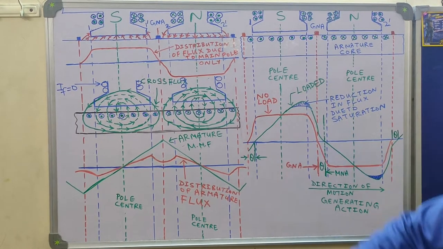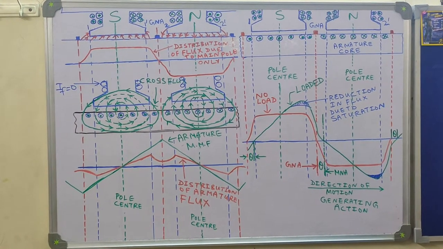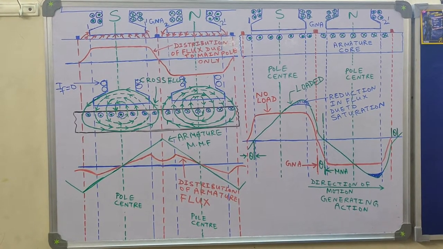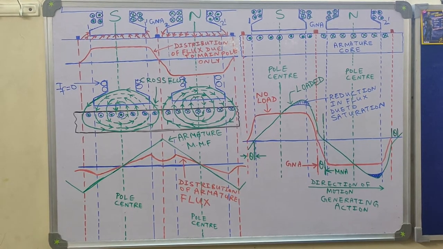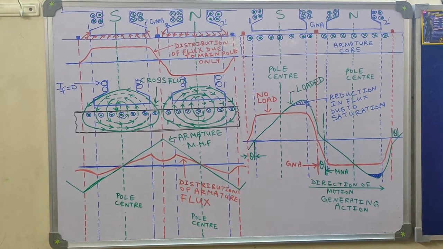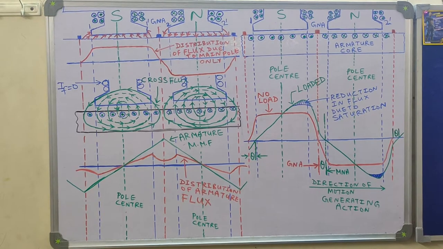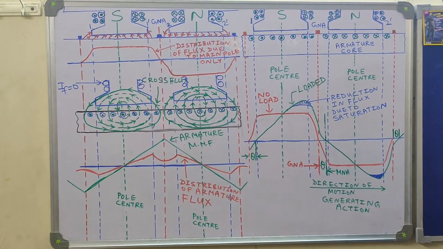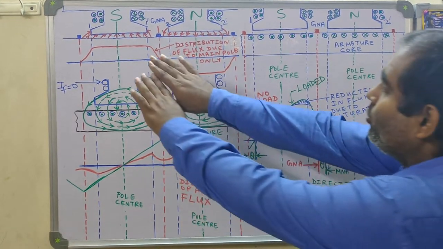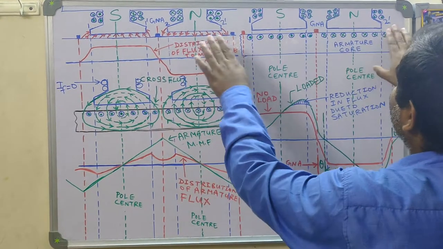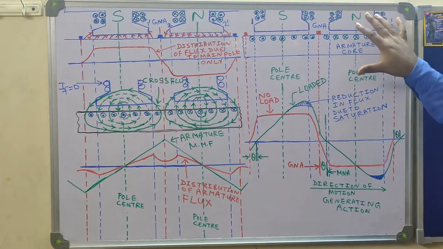Actually, first we have taken the cross-sectional view of a two-pole DC machine, and after that we have taken the developed view. That means the DC machine is assumed to be cut out and laid out flat like this. So this is the developed view of a two-pole DC machine.